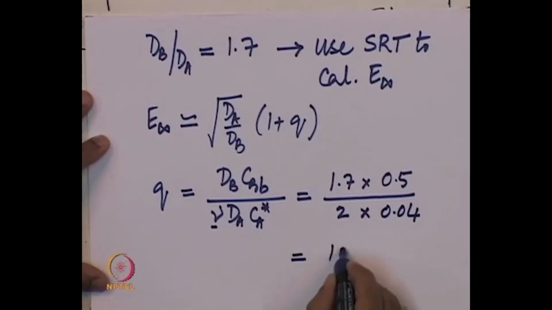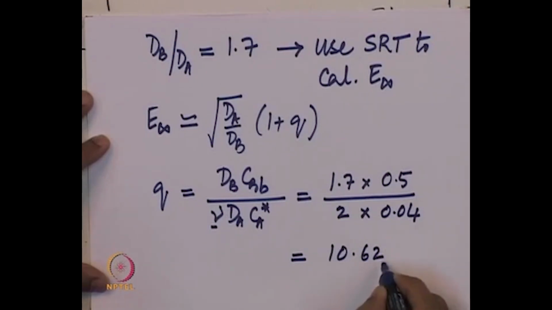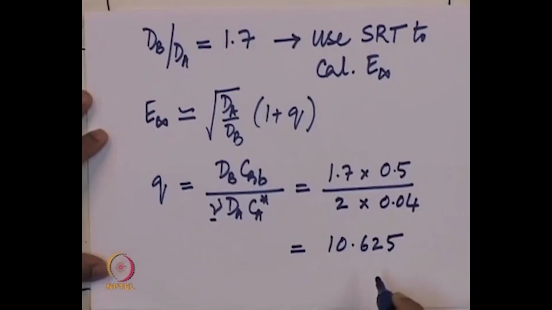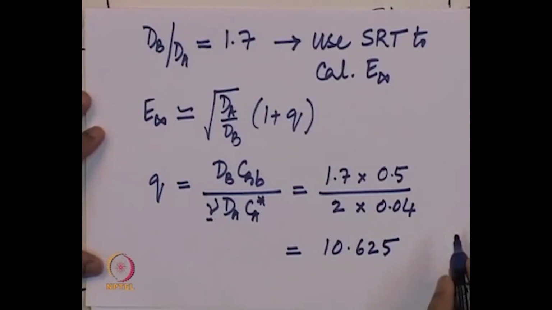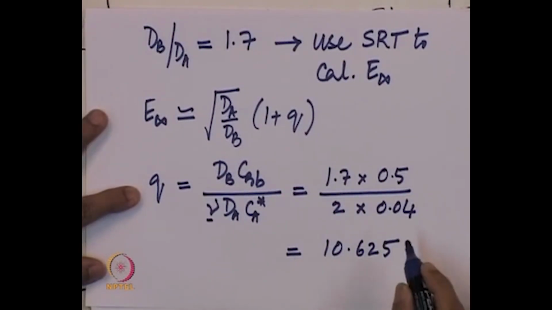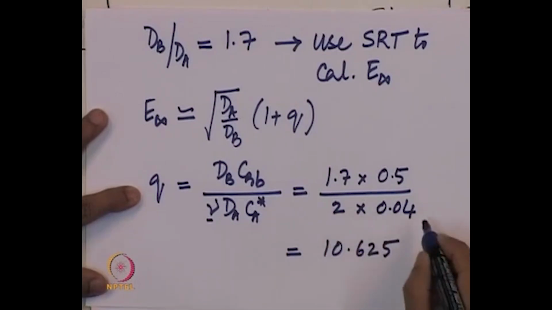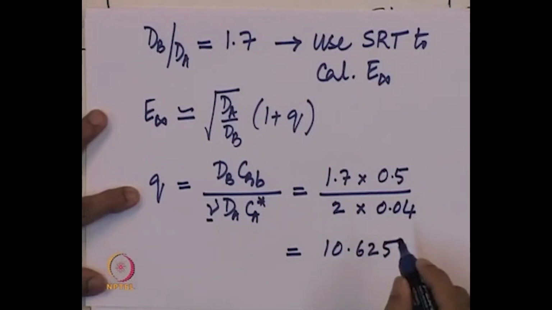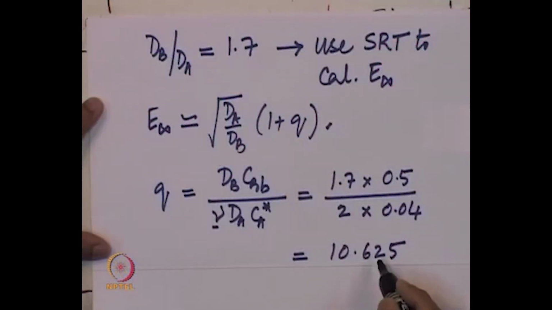This value turns out to be 10.625. Not a particularly large number in this case. We have said that Q is often of the order of 100 or more, but carbon dioxide has a relatively larger solubility as compared to gases such as oxygen, hydrogen, etc. So, this value is a moderate value of about 10 or 11. If we substitute this value of Q in the expression for E infinity above, we calculate the value of E infinity as 8.91.